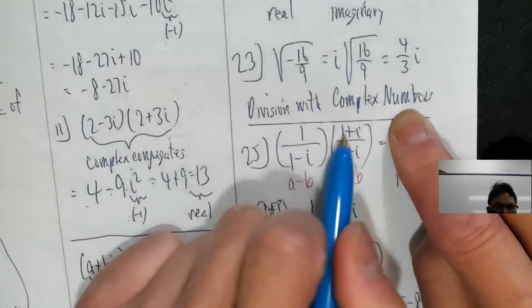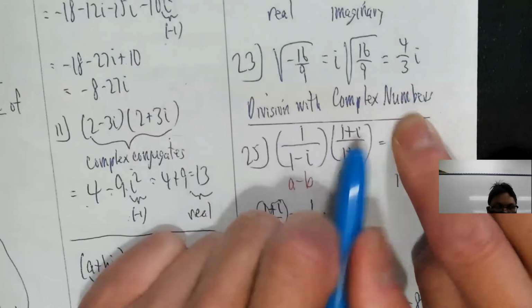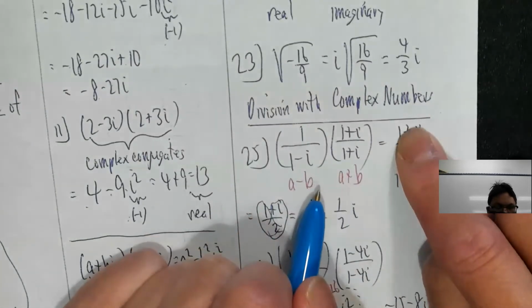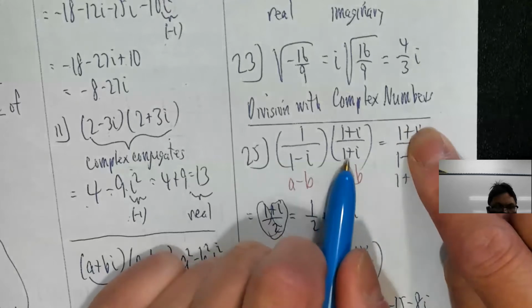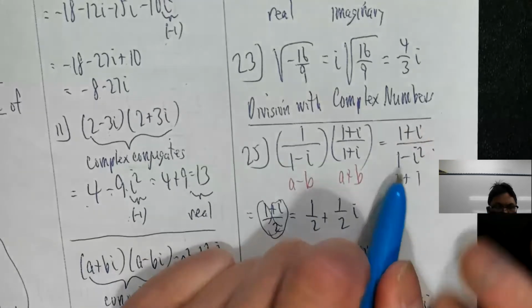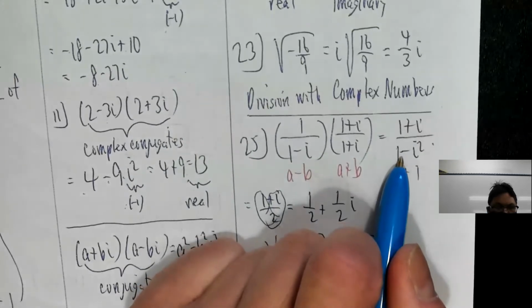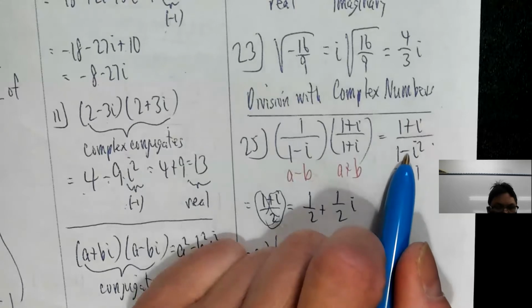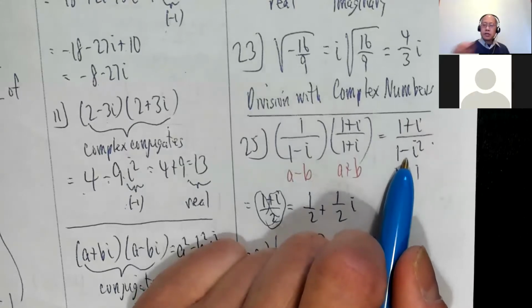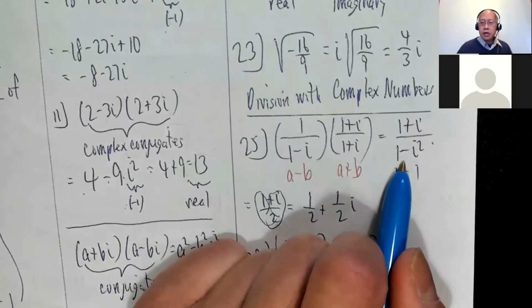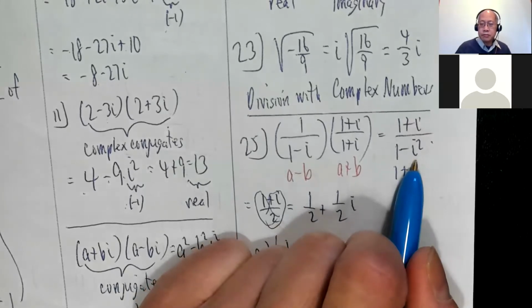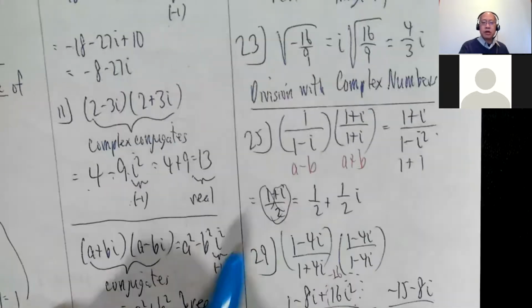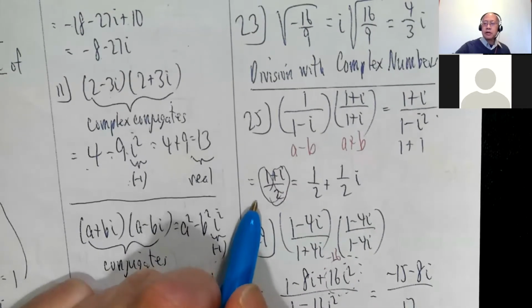So on top, 1 times anything is just that, so 1 plus i. The bottom is 1 squared, 1, minus i squared. So 1 minus i squared, there's that i squared again, right? So I change i squared to -1. So it's 1 minus a minus 1, 1 plus 1. So it becomes 1 plus i divided by 2.